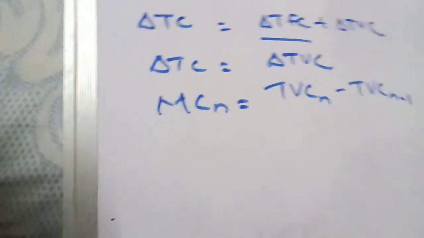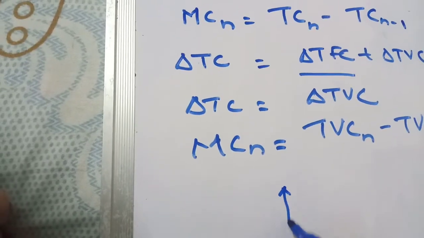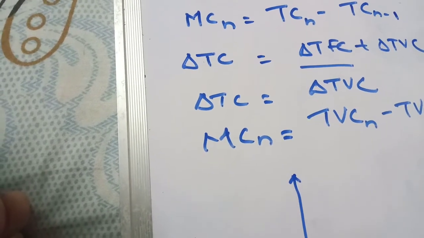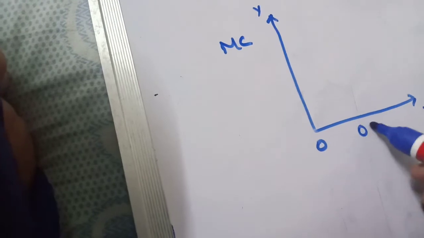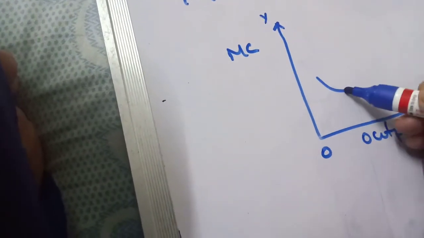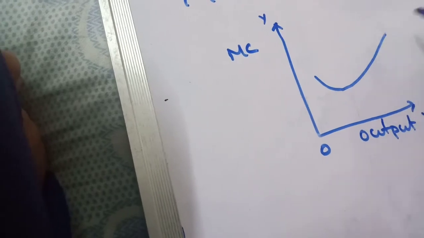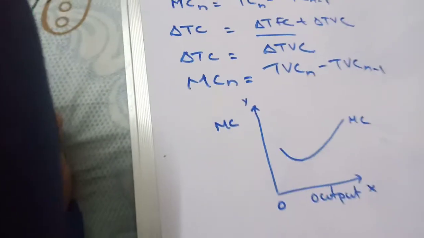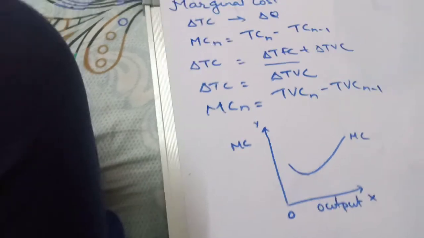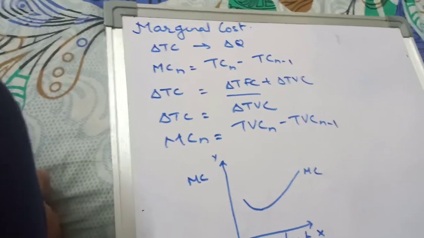Okay, and what is the shape of MC going to be like? It's going to be like a Nike tick. If MC is on the y-axis and output is on the x-axis, your MC curve is like this. This is your MC.